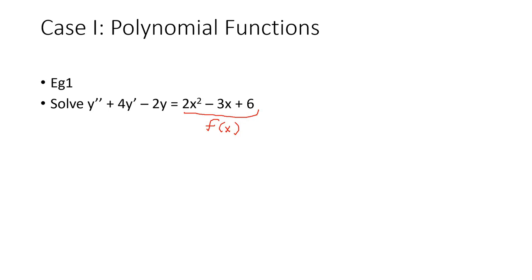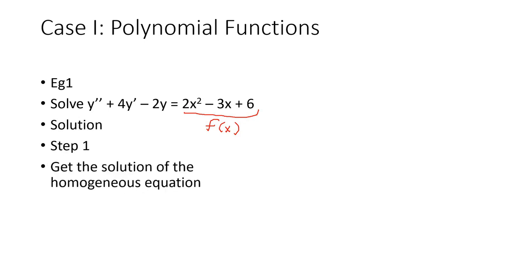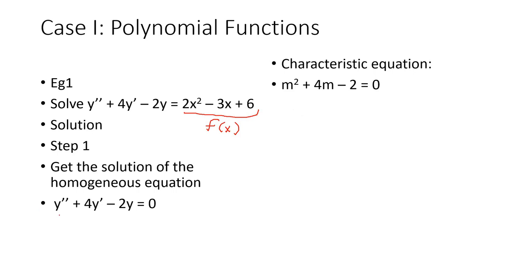But before finding your yp, you have to find the yc. To find yc, you let the right hand side equal to 0. That means you find the solution of the homogeneous equation, y double prime plus 4y prime minus 2y equal to 0. Yesterday you learned how to find the solution for the homogeneous equation. It is through the characteristic equation, where you replace the second derivative by m squared, y prime by m power 1, and y by m power 0. Then you get this characteristic equation.